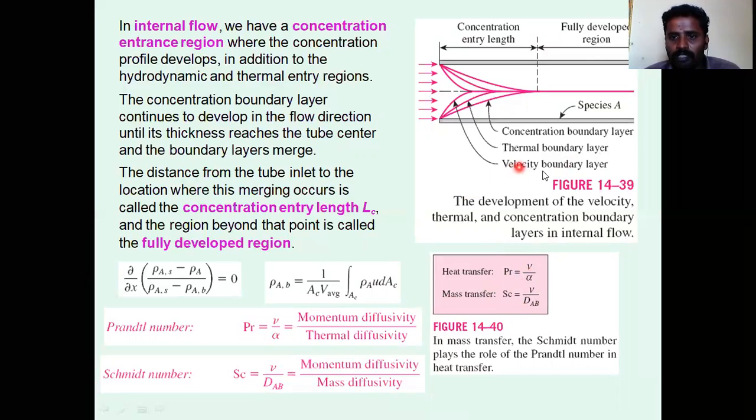Consider the development of the velocity, thermal, and concentration boundary layers of internal flow in pipes and so on. This is an internal flow. It's a concentration boundary layer, a thermal boundary layer, and a velocity boundary layer. The concentration boundary layer is based on mass transfer after the fully developed flow region.